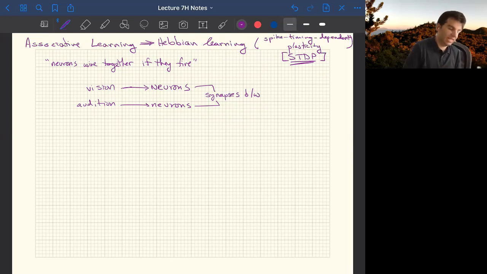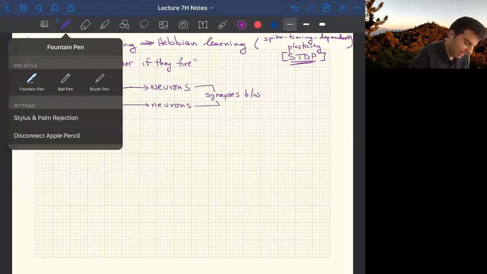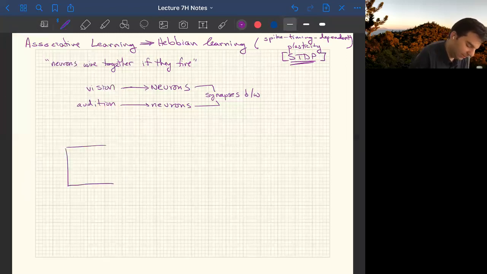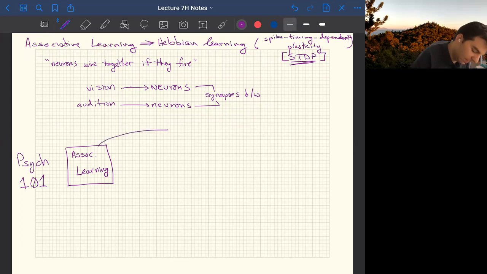So, you know, the psychologists, and there's already been some questions about this. So the psychologists' view under associative learning, this is like from psych 101 or whatever the equivalent is, there are two major camps in associative learning that you hear about. The old school, usually associated with Pavlov, classical conditioning.